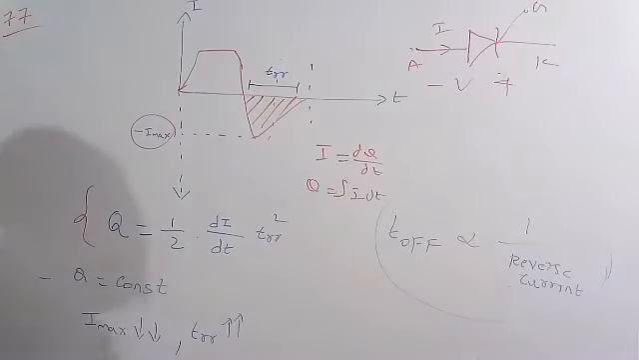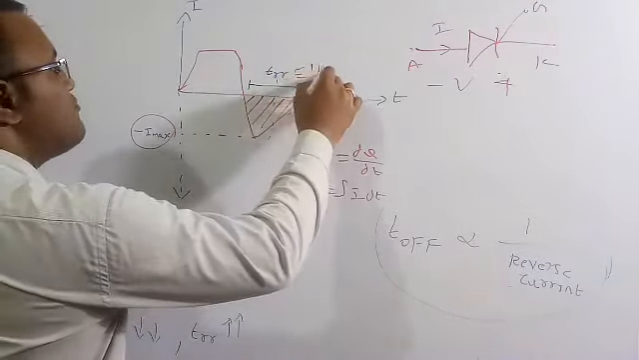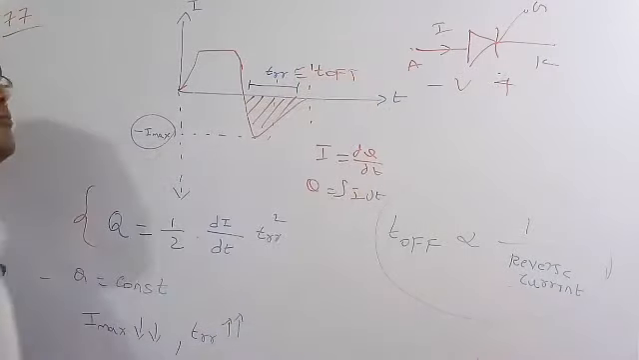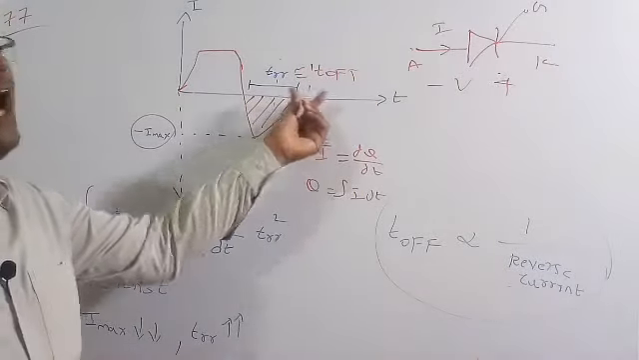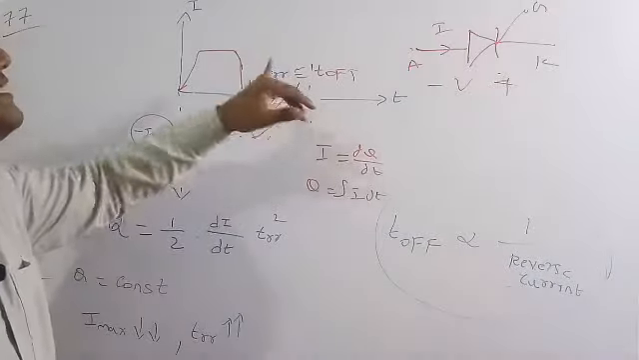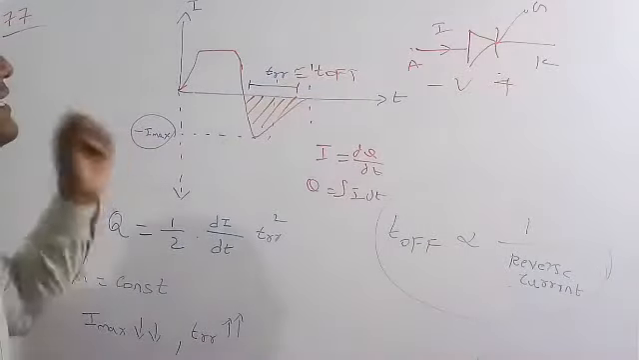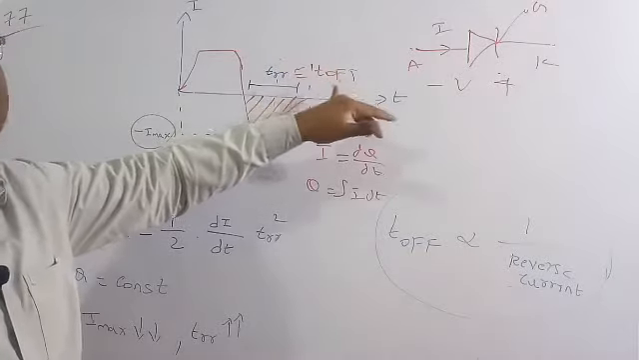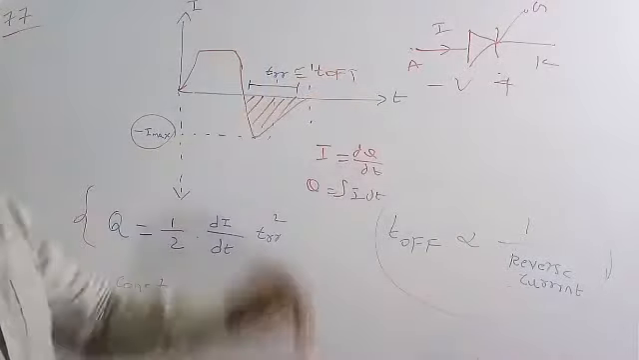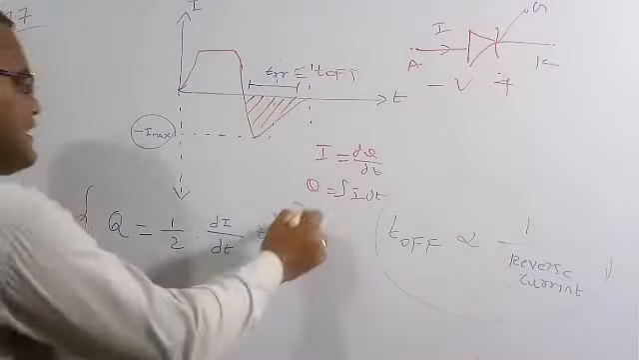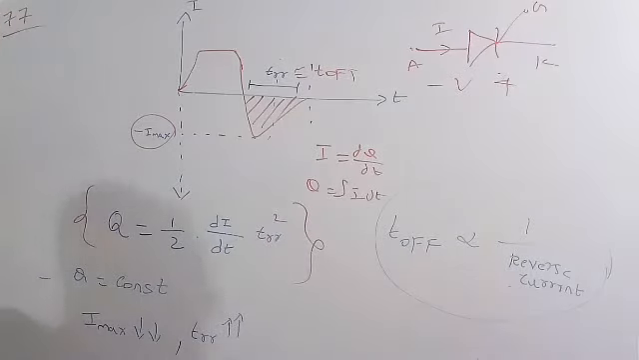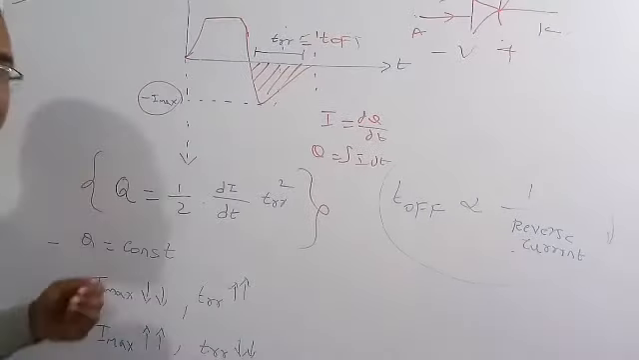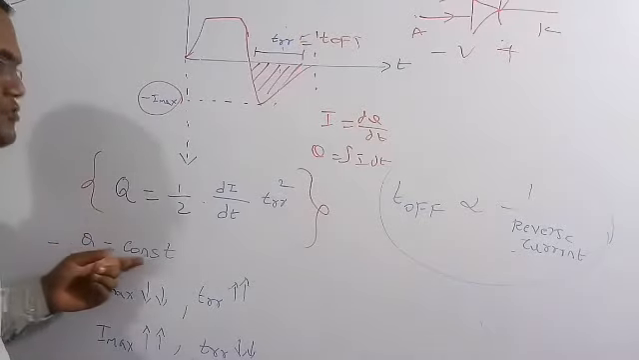Reverse recovery time is nearly equal to turn off time. Nearly, because some more terms will be added here, but I am going to neglect them. Practically T_off is greater than T_RR, but now I am going to assume T_RR is nearly equal to T_off. So this is the relation between the charge and the reverse recovery current. Let me assume Q is constant.